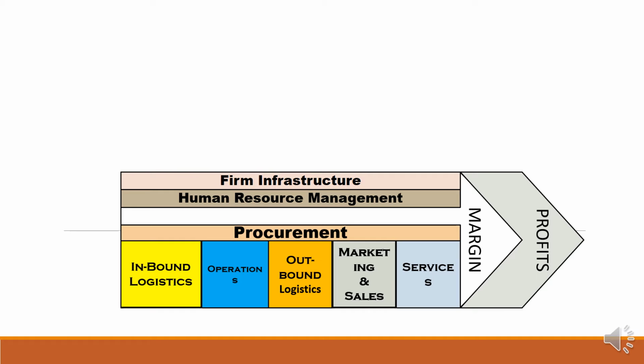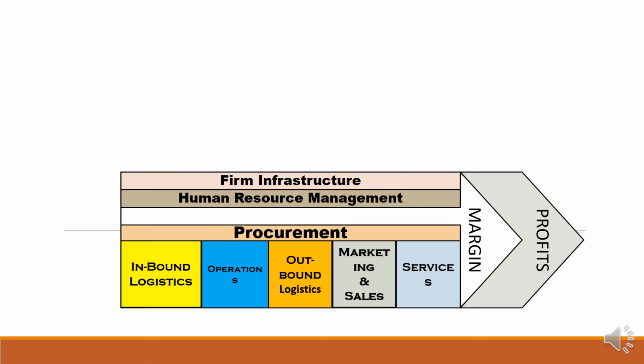Now, the Porter's value chain model is stipulated in a diagram where we're seeing the horizontal and the vertical items. The horizontal items will be the secondary activities, and the vertical items will be the primary activities in an organization. And all of these are aimed to work together to achieve profits or to increase the margins or to increase the value of the products in an organization.